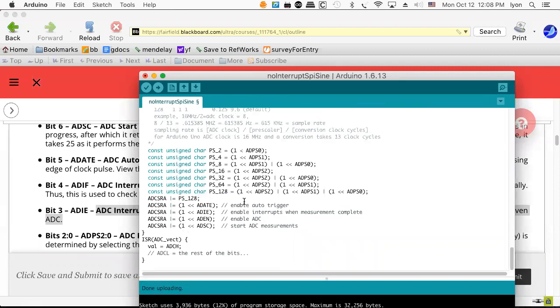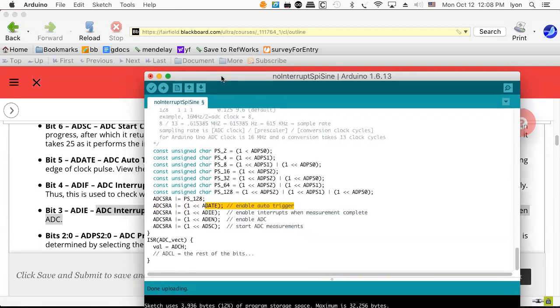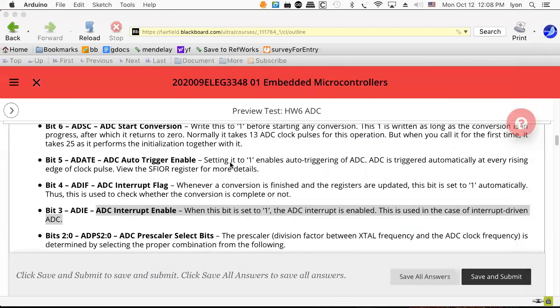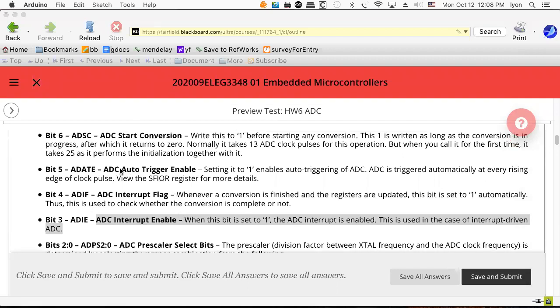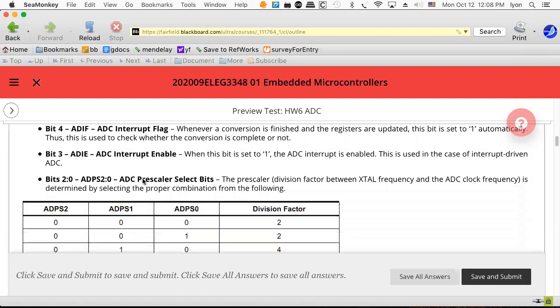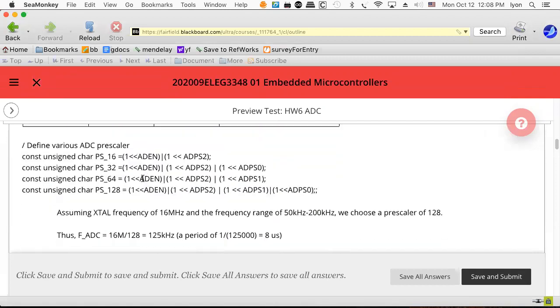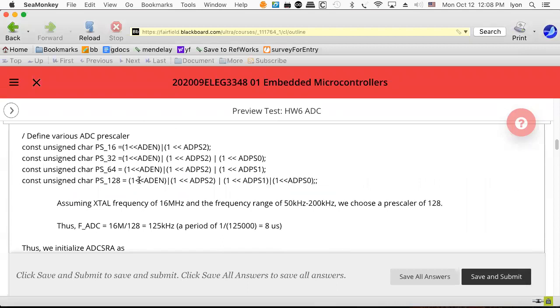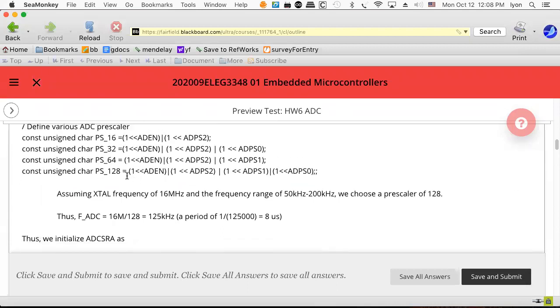Ah, and here's the auto trigger enable, right in through here. Setting this to 1 enables auto triggering automatically every time there's a rising edge of a clock pulse. And that lets it free run.